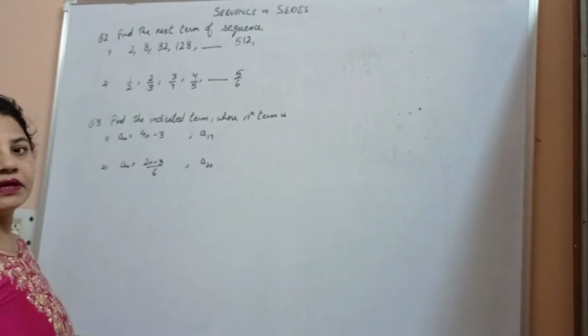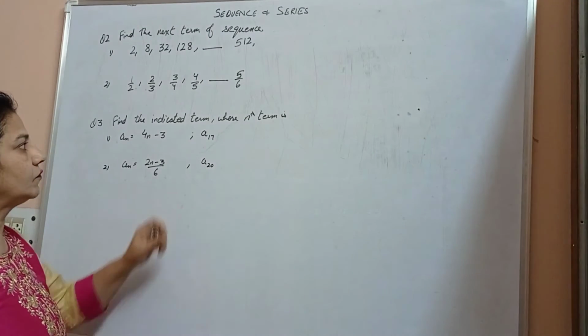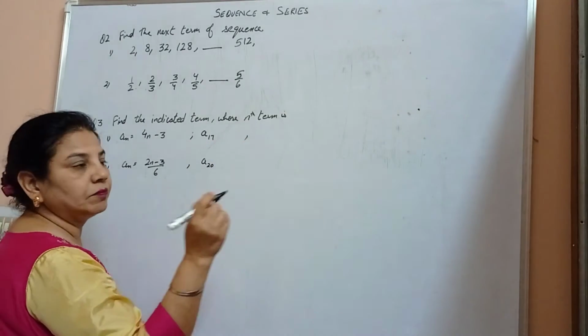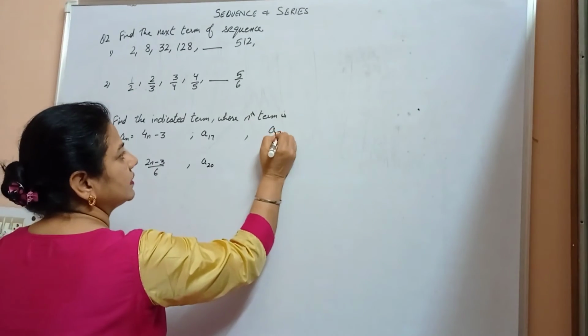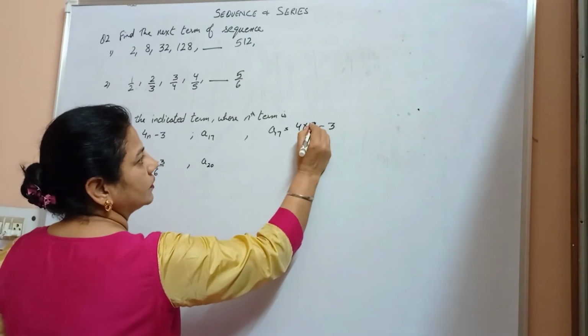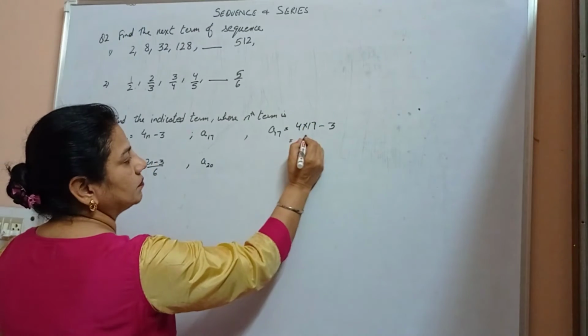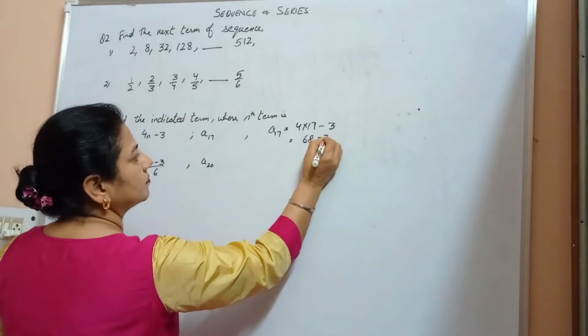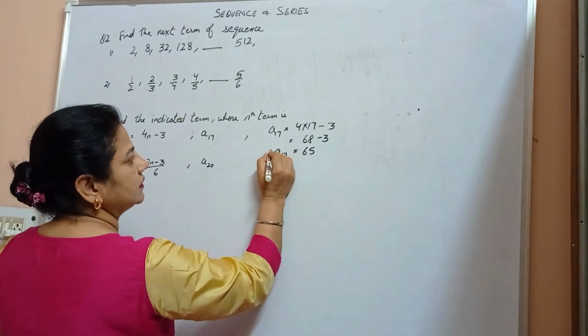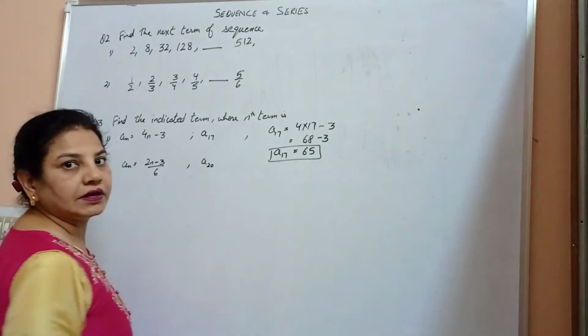Find the indicated term, where the term is given to you: an is equal to 4n minus 3. We have to find the 17th term. That means wherever there is n, I will put 17. So a17 is equal to 4 into 17 minus 3, that means 68 minus 3 is equal to 65. So the 17th term is 65.